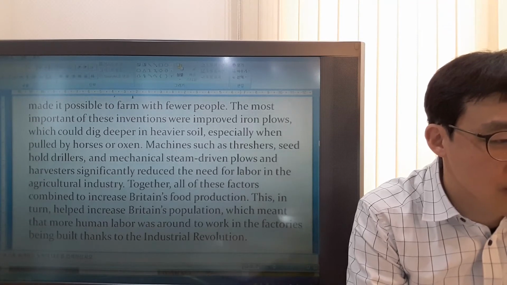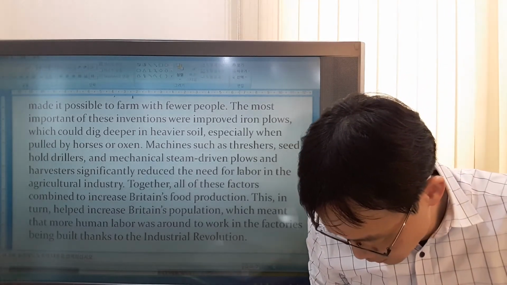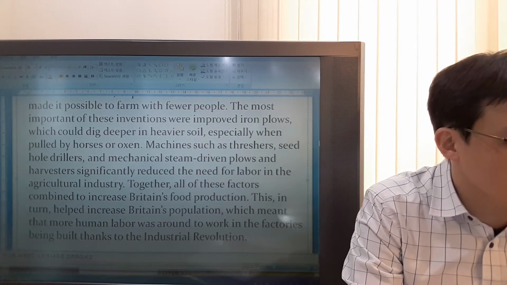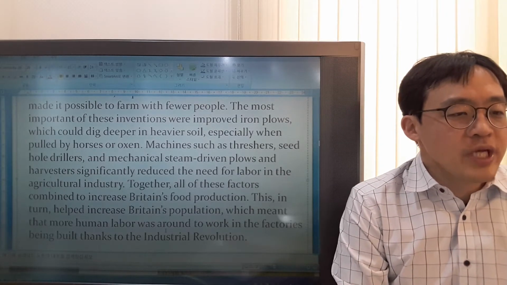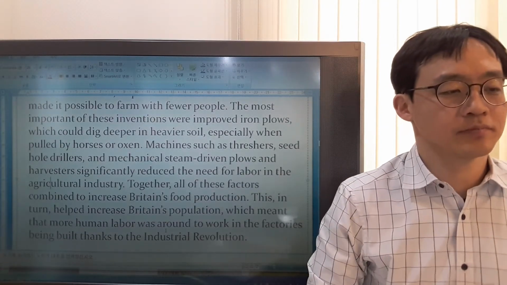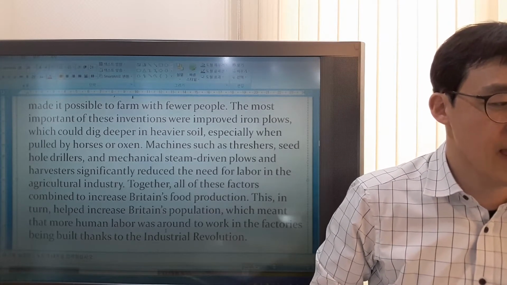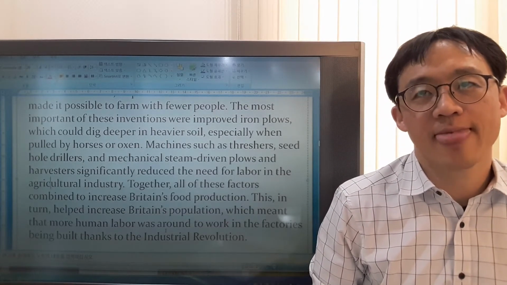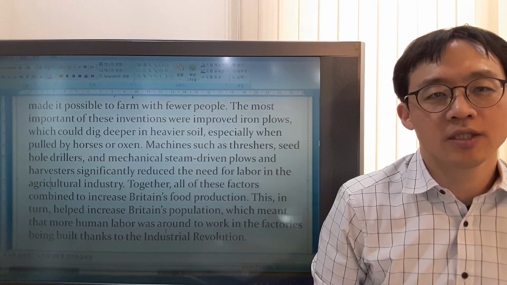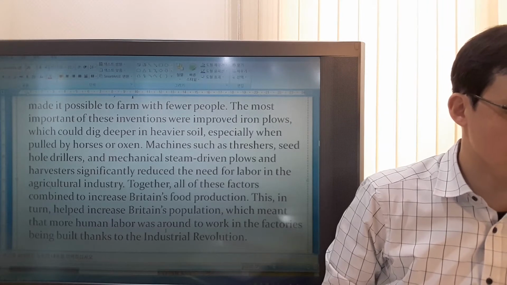Okay. And machines such as threshers, hole drillers, steam-driven plows and harvesters noticeably reduce the need for labor in the farming industry. Threshers. What is a thresher? What is threshing? Thresh means to beat the cereal crops in order to separate the grains from the rest of the plant. All right? Thresh. You beat.